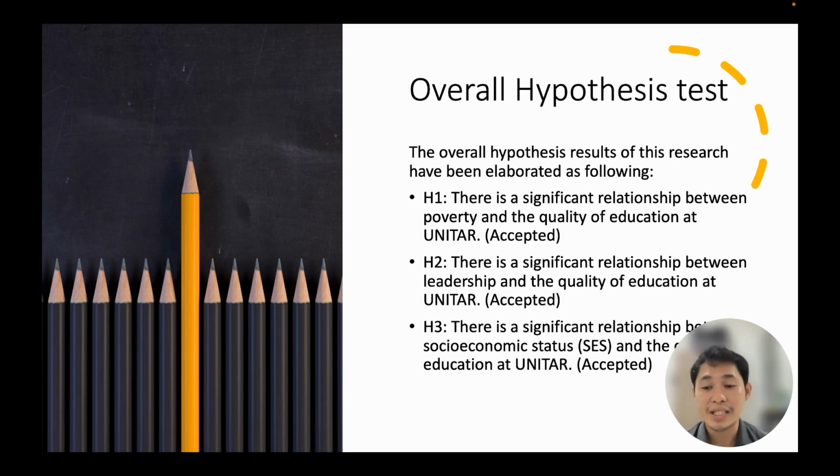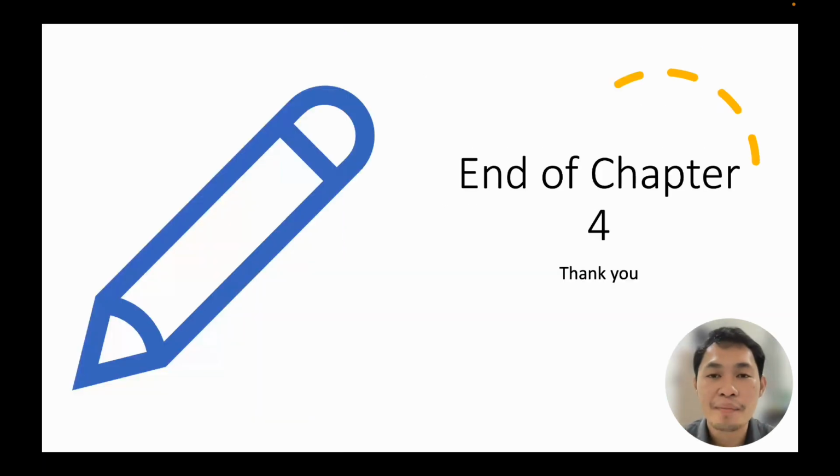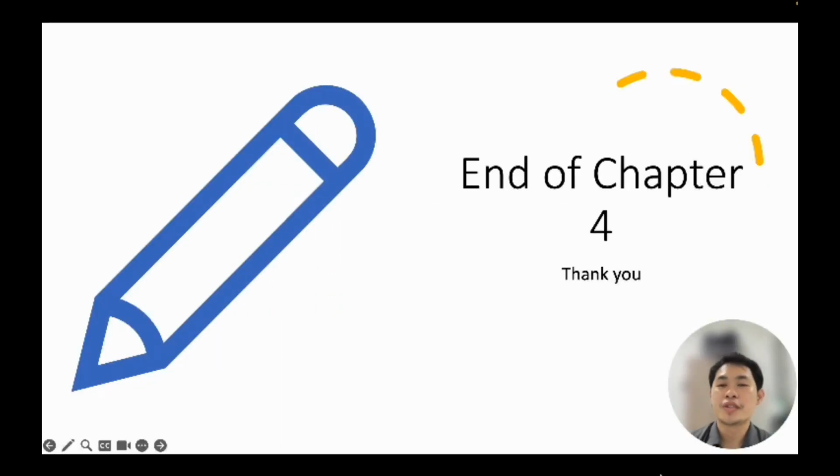Improving the quality of education at the institution requires addressing poverty, encouraging strong leadership, and also taking into account socio-economic variables, as shown by our research. That is all on my part on chapter 4 on data analysis. Next, I will pass to Yugeswari to continue with chapter 5, conclusion and recommendation.